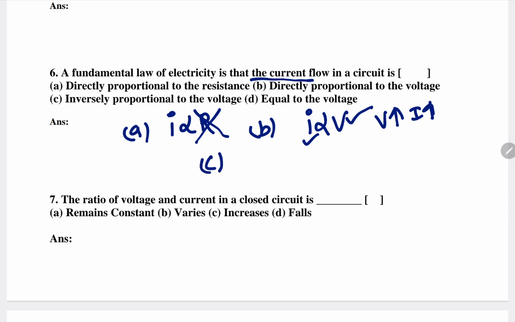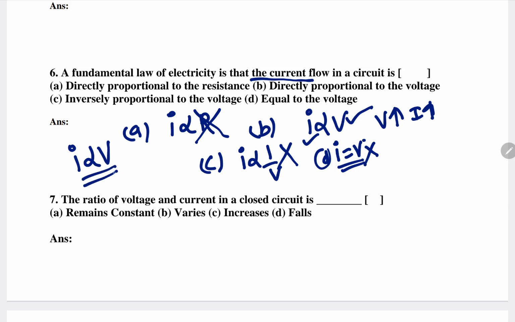What is C? Inversely proportional to the voltage, I proportional to 1 by V, this is wrong. And equal to the voltage, I equal to, it might be equal or might not be equal, we don't know. Therefore what is the correct answer? Current in a circuit I is directly proportional to the V. This is a fundamental thing. So the correct answer is directly proportional to the voltage, answer is B.